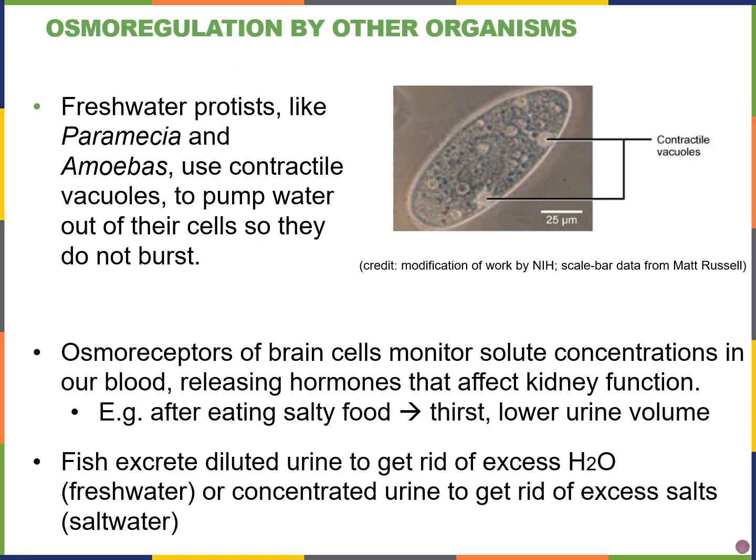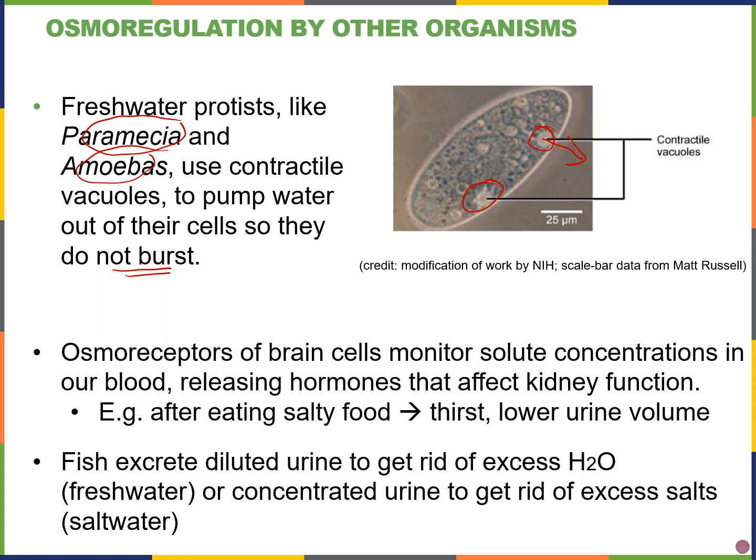Even some organisms without cell walls have the ability to osmoregulate. One example is freshwater protists like paramecia, and we saw some of these in the lab the other day, and amoebas. They have large structures called contractile vacuoles that can actually push water out of the cell when water enters, and this allows them to not lyse or not burst.